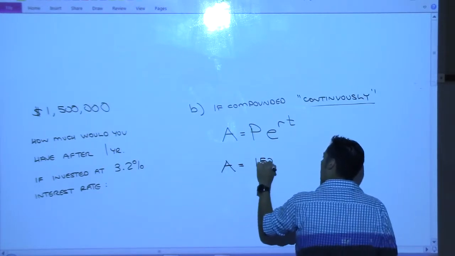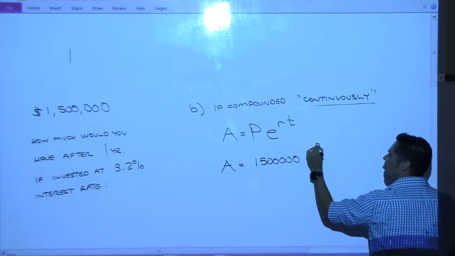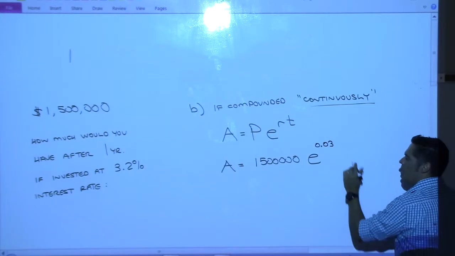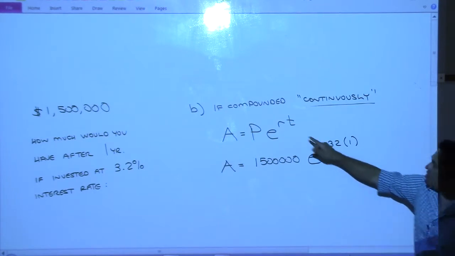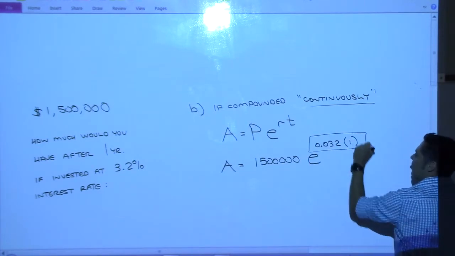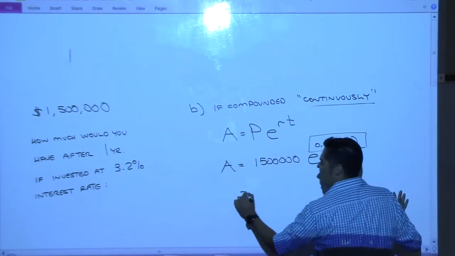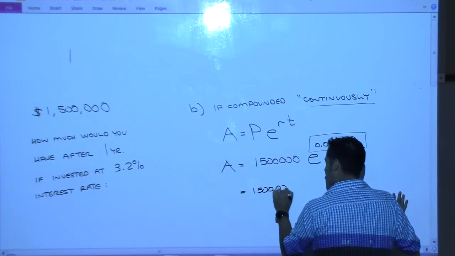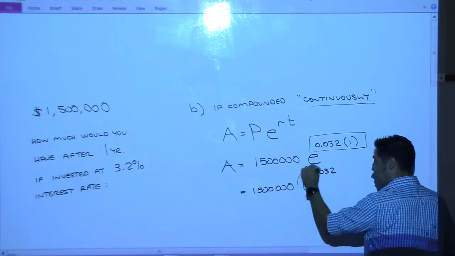P is 1.5 million. e raised to the r, what's r? 0.032, right? Times t, but t was 1. Okay, so there's our interest rate. Notice there's no n in this formula, right? There's no n. So what we have to do first is multiply that together, which in this case is just 0.032. So now on your calculator, you have to figure out what e raised to the 0.032 is.